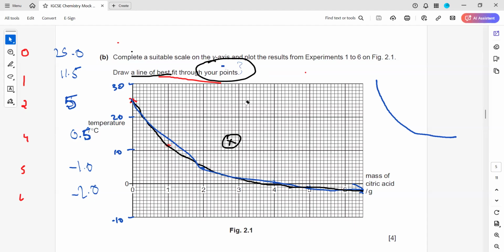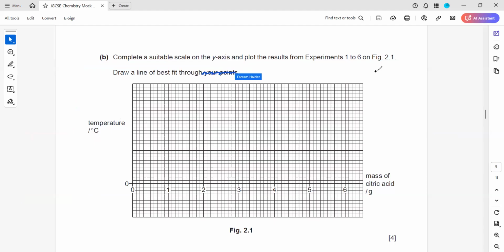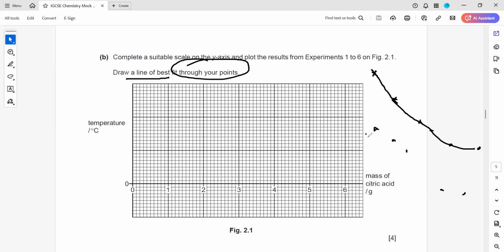No, you don't have to do like this. The question is, some student got confused. In the question, it says to draw a line of best fit through your points. So through your points means you have to join your points. You don't have to do like this, that 3 points are above and 2 points are below. You don't have to do like this.